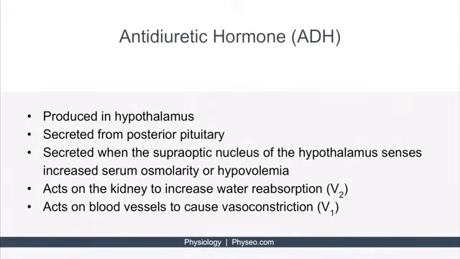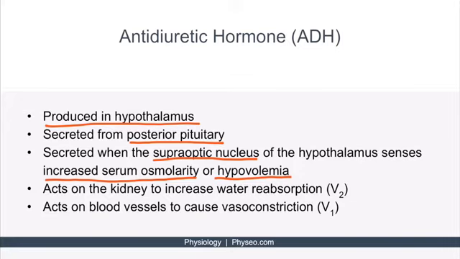Okay, now let's move on to ADH. ADH is produced in the hypothalamus, but it is secreted from the posterior pituitary. And the stimulus for release is when the supraoptic nucleus of the hypothalamus senses increased serum osmolarity or hypovolemia. When ADH is released, it has two functions.